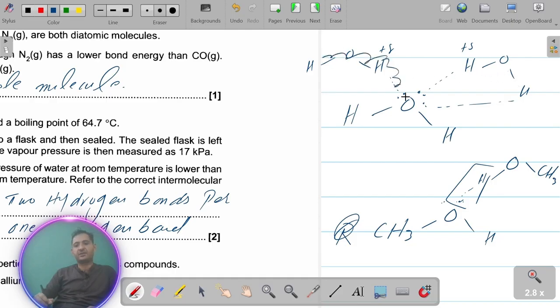If I ignore this, these two lone pairs can each make a hydrogen bond with another molecule, so there are two hydrogen bonds per molecule. Here there is one hydrogen bond per molecule. So here more energy is needed to overcome these forces.